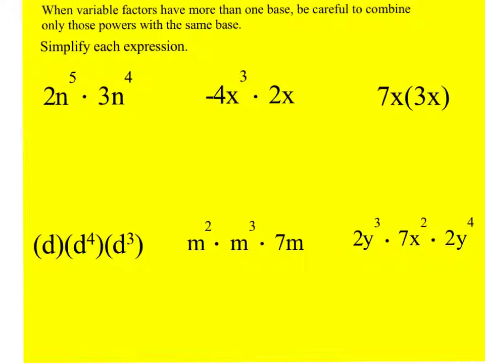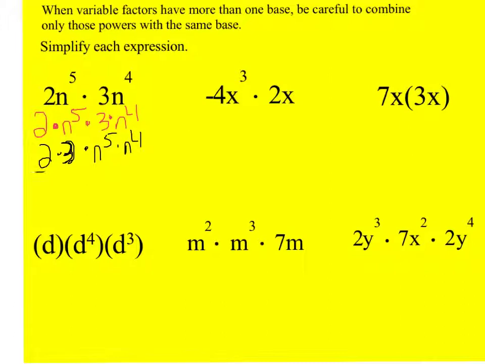2n to the 5th multiplied to 3n to the 4th. Here's what you have to do. 2 times n to the 5th. That's what's really happening here, multiplied to 3 times n to the fourth. Now I'm going to put this 2 with the 3. I'm going to do the commutative property of multiplication. 2 multiplied to 3 multiplied to n to the fifth multiplied to n to the fourth.